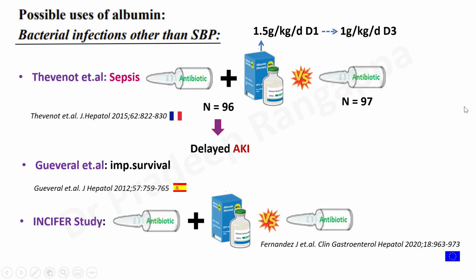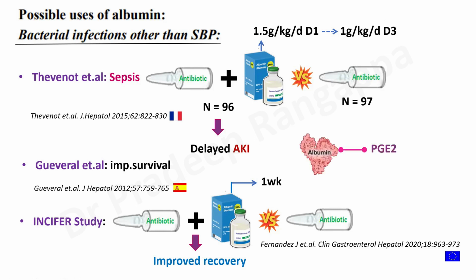This is the most recent study which came in 2020, the INCIFER study, where they used antibiotic with albumin versus antibiotic alone. This was a European multicentric study. Again, they used 1 week of albumin and showed improved recovery with this. So this may be of some relevance to intensivists, where we do see CLDs crashing with septic shock, not due to SBP, or even SBP or no SBP. Adding albumin seems to show signals towards having some favorable outcome benefits. So this could be kept in mind for an intensivist is what I would say.